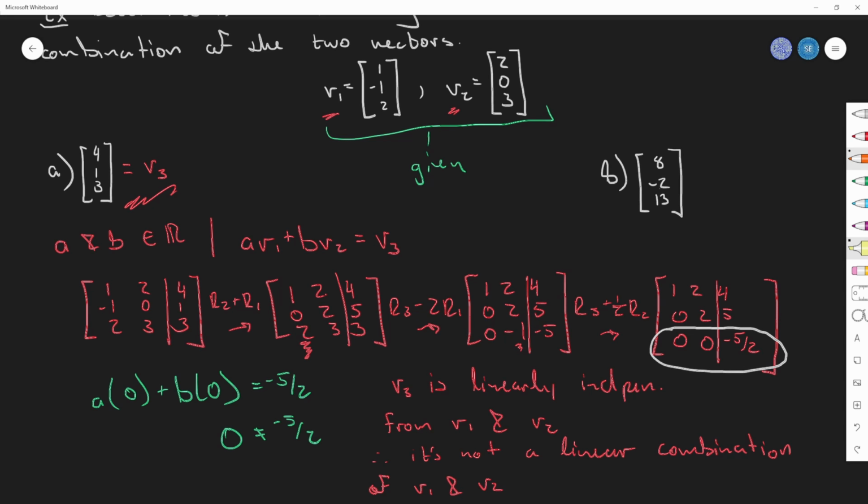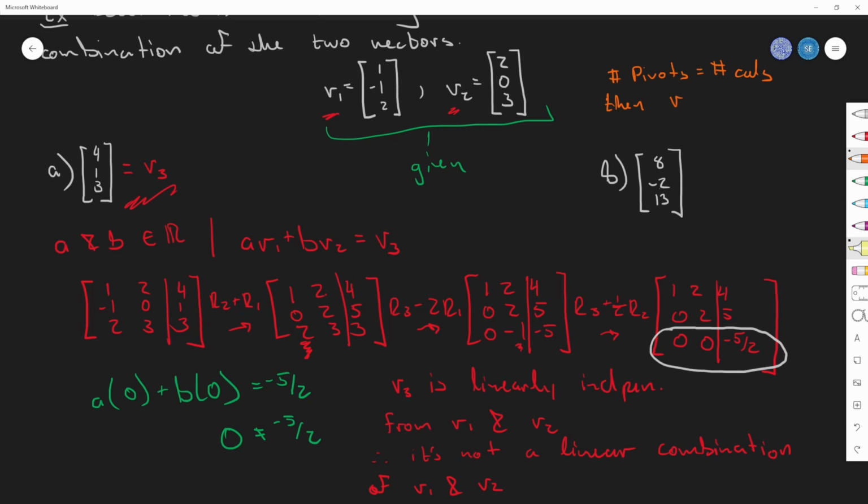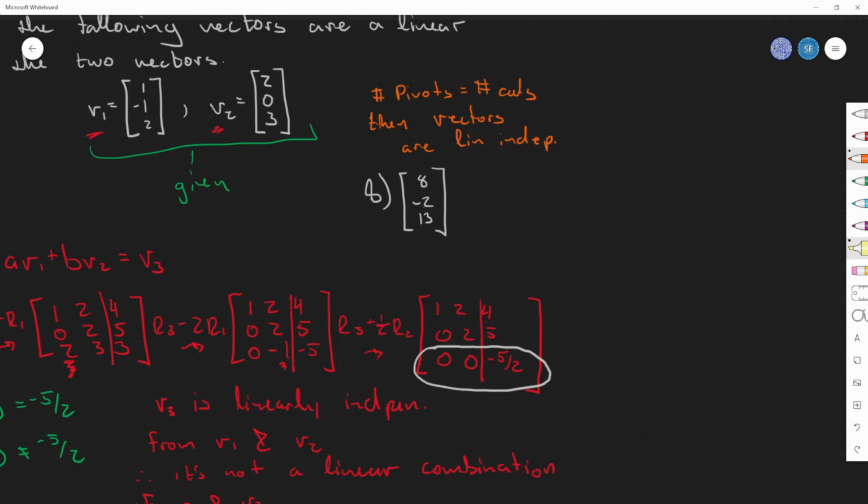So if the number of pivots is equal to the number of columns, then the vectors are linearly independent. And we can see on the first example we have one pivot, two pivots, three pivots. So we have 3 pivots and 3 columns.